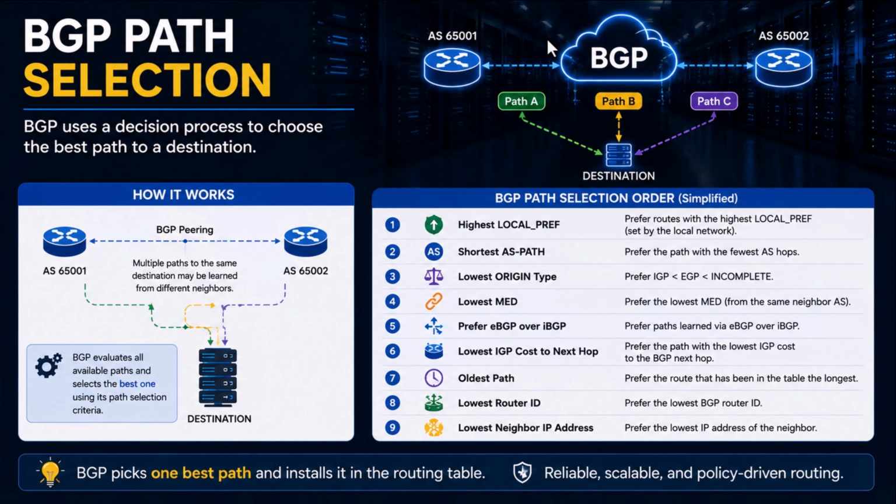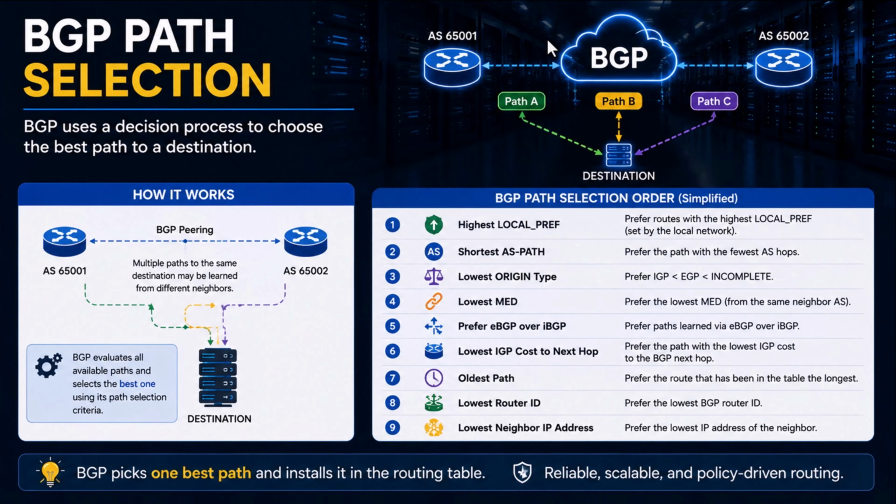So, how does BGP choose the best path? This is where BGP becomes different from protocols like OSPF. OSPF mostly looks at cost. BGP looks at multiple attributes. Imagine the same destination is reachable through 3 different BGP neighbors. BGP examines the available paths and compares them step by step. One important attribute is local preference. A higher local preference is normally preferred.